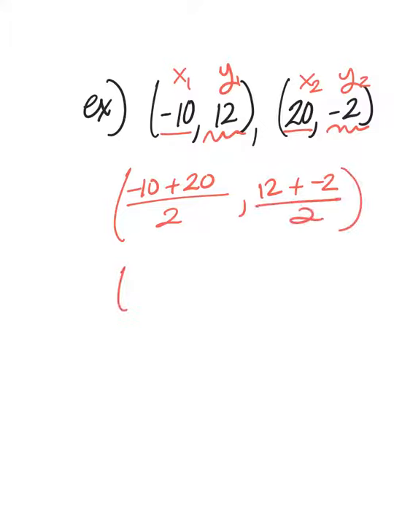All right, again, we do the numerator first. Negative 10 plus 20, that's 10 divided by 2. 12 plus negative 2, that's also 10 divided by 2.